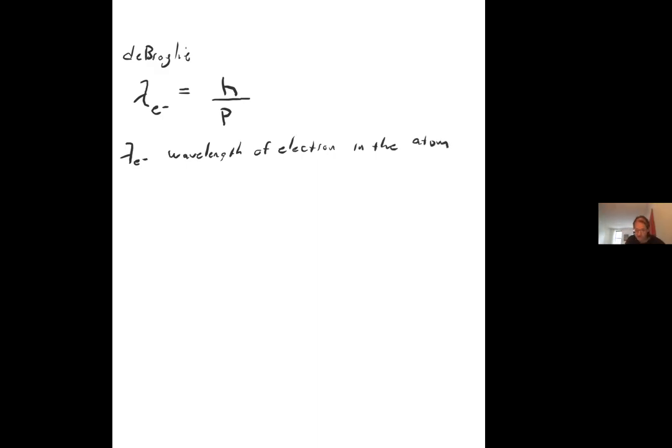Okay, so it has a wavelength, right? Kind of cool. The electron now is this vibration. Now, what about h? Well, we know what h is, right? h is Planck's constant.